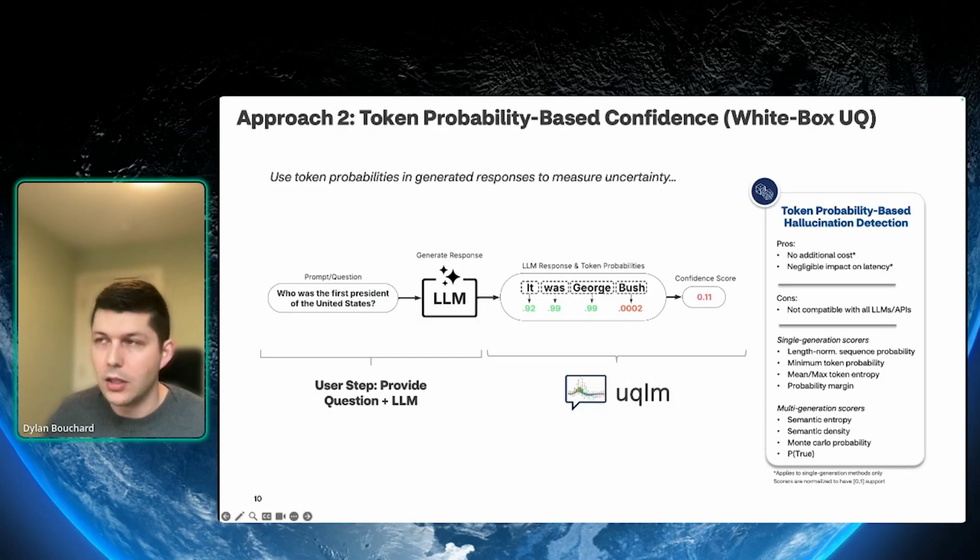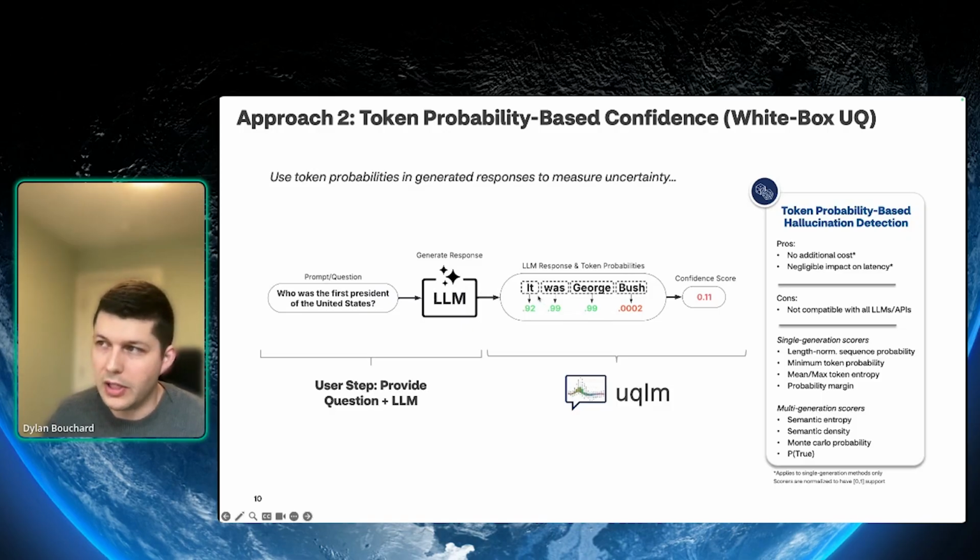Okay, moving on to the second collection of methods. So token probability-based confidence or white box uncertainty quantification. These methods use the token probabilities in the generated response to compute uncertainty or confidence. So we've got a super simple, illustrative example here. Who was the first president of the United States? Gets fed to the LLM. The LLM says it was George Bush.